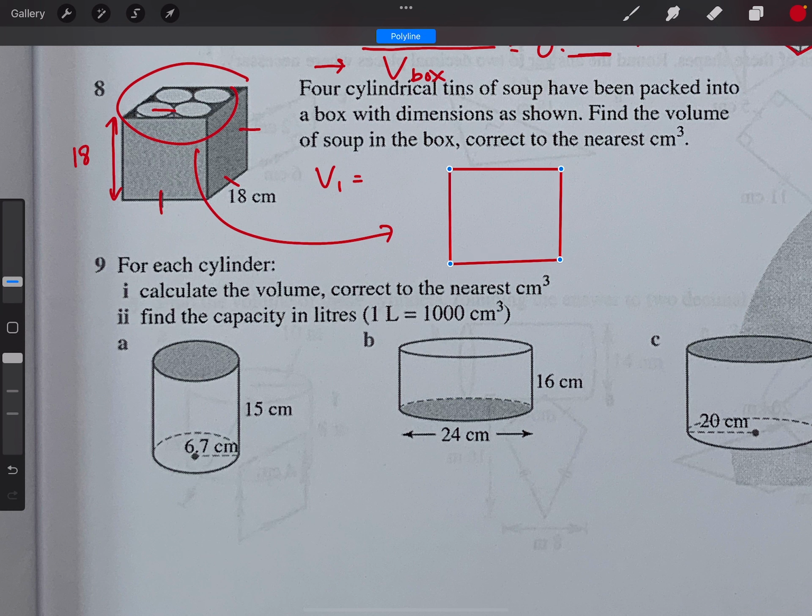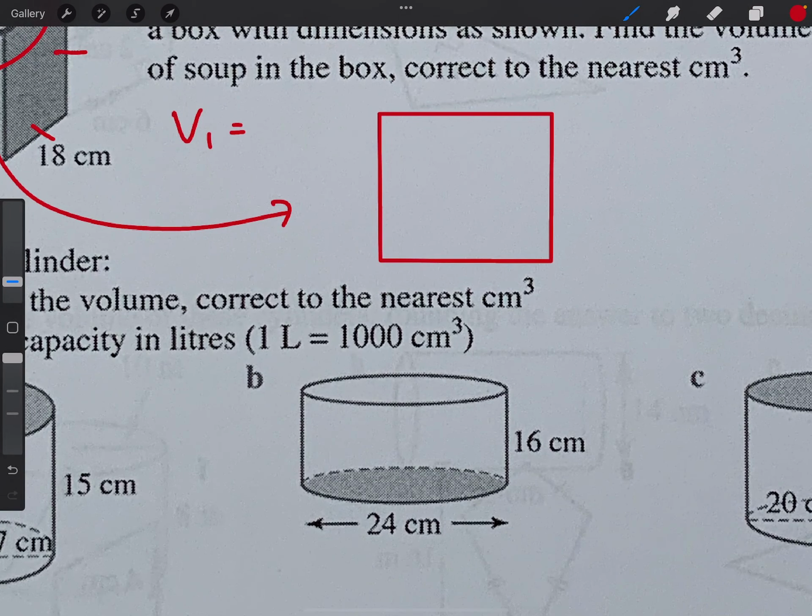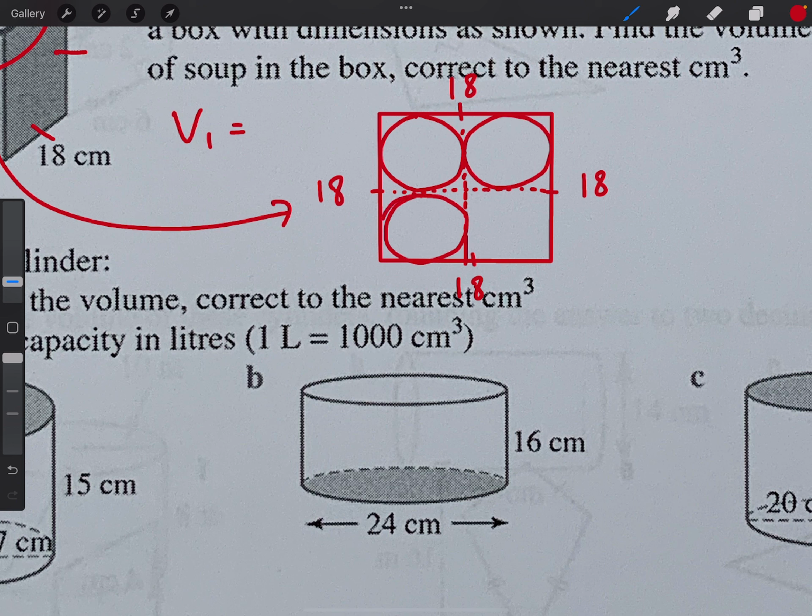Something like this. Hopefully that's a good enough looking square. So this is a square with sides 18, 18 and 18. And now you have a can, there's 4 cans and they fit perfectly into this box. Okay, so that means that the cans are all touching.